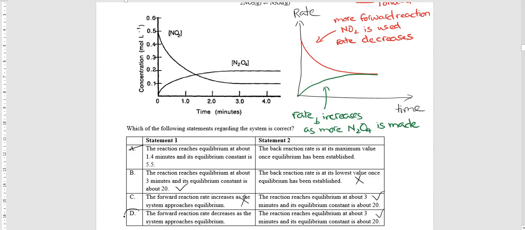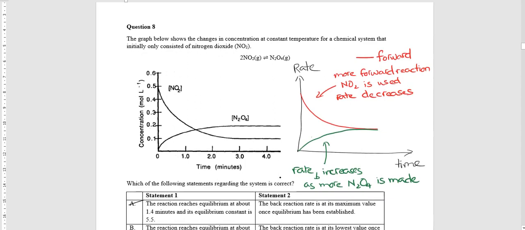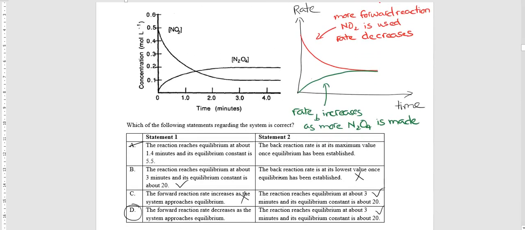So the answer must be the last one. The forward reaction rate decreases as the system approaches equilibrium. So that's question 8. I think I did make it more detailed than you really need in order to answer the question, but it's always a good opportunity to revise the rate and time graph.